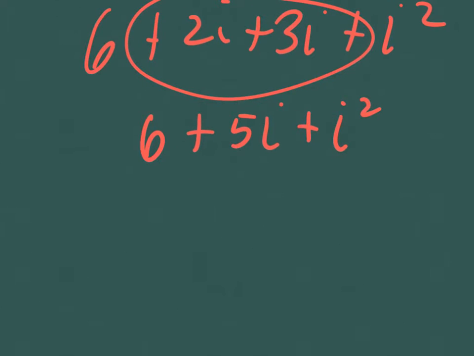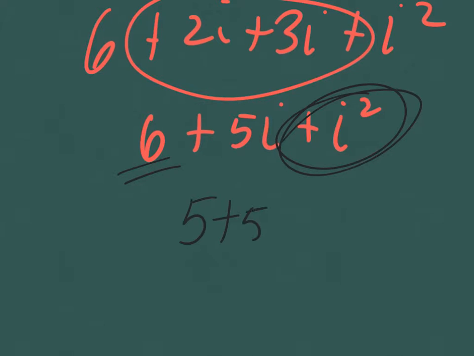Why? Because you can replace the i squared with negative 1. Very good. That's negative 1. What's negative 1 plus the 6? 5. 5 plus 5i. How many of you had it without me saying it? Nice. Because this is negative 1. Why? Because i squared is negative 1. I showed you why a minute ago.